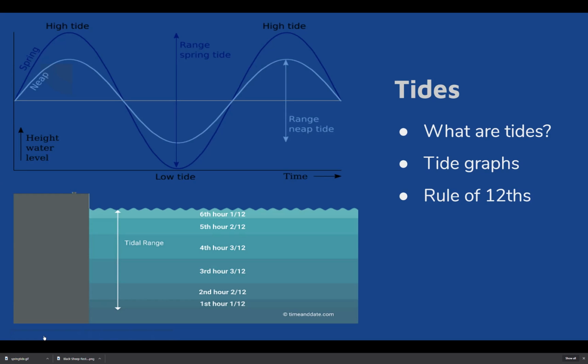So in the first hour, we think of it as 1/12 of the full tide. The second hour is 2/12, the third hour is 3/12, the fourth hour is also 3/12 of the whole thing. The fifth hour is 2/12, and the sixth hour is 1/12 again. So this is how some people can read it. It's not super specific, it's just an estimation, but this is how you can predict the tides for where you are if you know a lot about them.